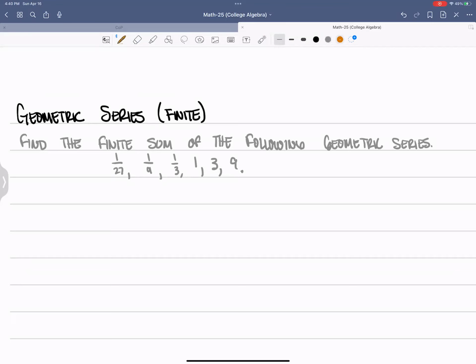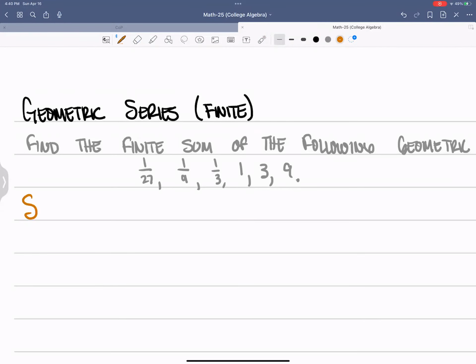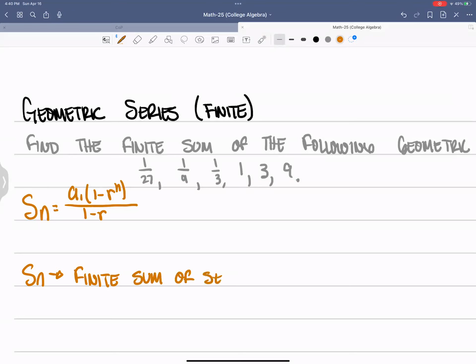Of course we have a formula to make this a little bit easier. S sub n is equal to a1 times 1 minus r to the power n, divided by 1 minus r. So we have to figure out what S sub n, the finite sum of the series, needs.